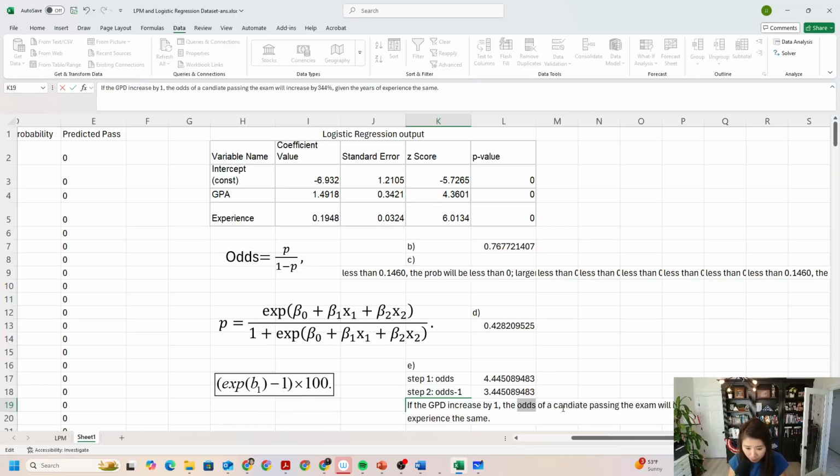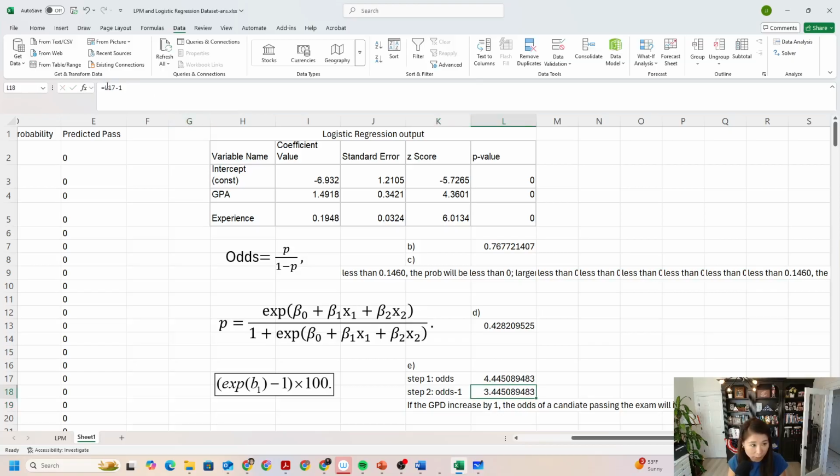Then times 100 because we want to convert it to a percentage. I forgot here, maybe I should do it this way. Again, we just try to convert to percentage. Therefore, I got this 344%. That is how you should interpret the coefficient from the logistic regression model.